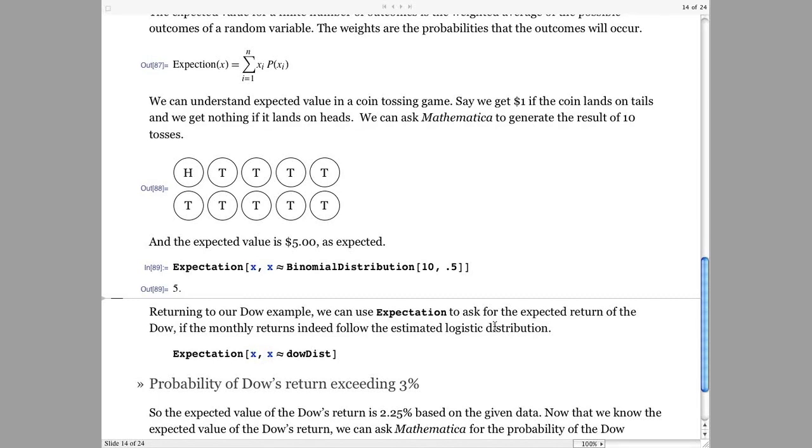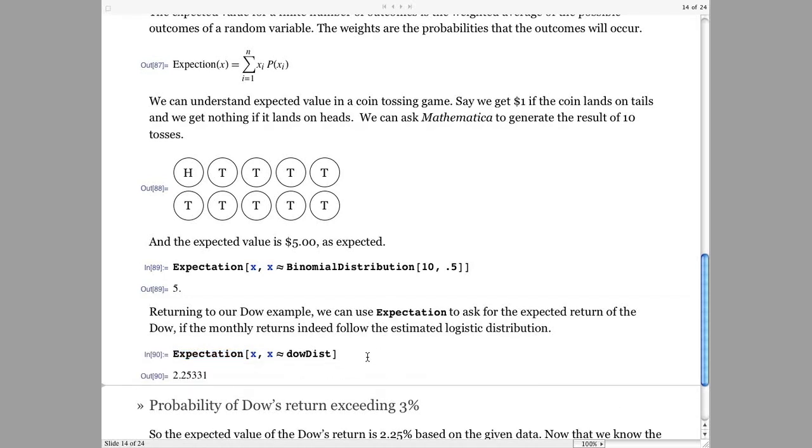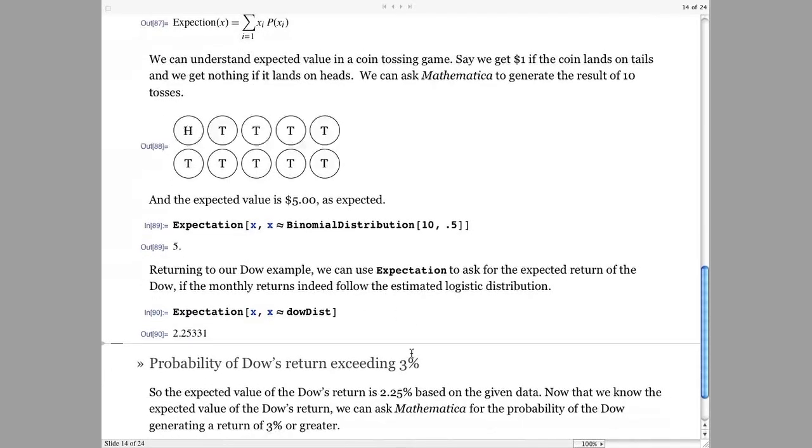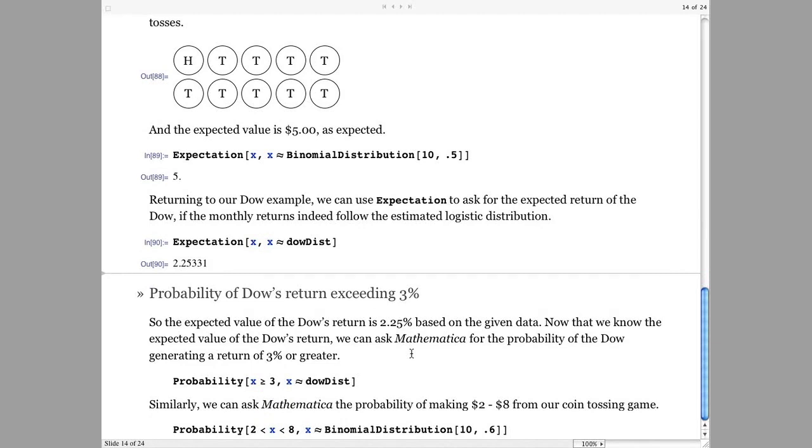Returning to our Dow example, we can use expectation and ask for the expected return of the Dow if the monthly returns indeed follow the estimated logistic distribution. Now that we know the expected value of the Dow return, we can ask Mathematica for the probability of the Dow generating a return of 3% or greater.